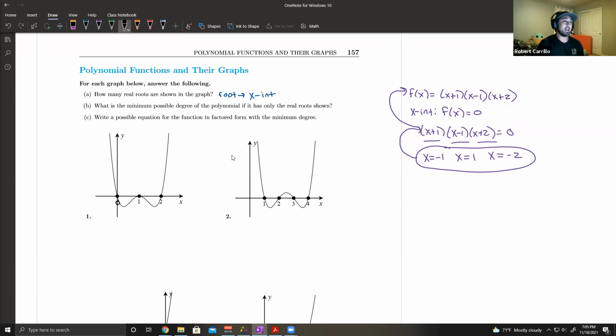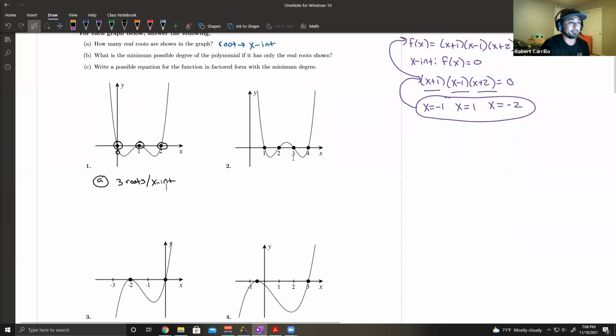Here's 0. To answer A for number 1, it says how many real roots are shown, or how many x-intercepts are shown on the graph. So how many x-intercepts do you guys see? 3. Good. 1, 2, 3. So to answer A, we're going to say 3 roots or x-intercepts. Same thing, right? Now B says, what is the minimum possible degree of the polynomial if it has only the real roots shown?